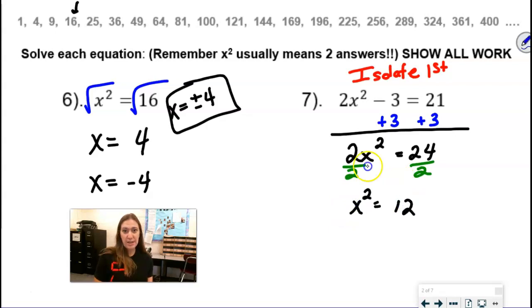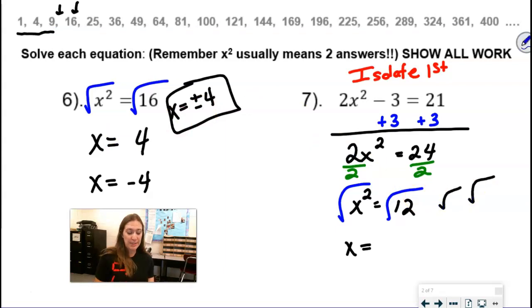So now we can apply the square root to both sides of the equation. Unfortunately for us, 12 is not in our list, right? It would have been right here, and it's not there. So if I look down the list, can I reduce 12? And the answer is yes, you can. The square root of 12, excuse me, can be rewritten as 4 times 3.